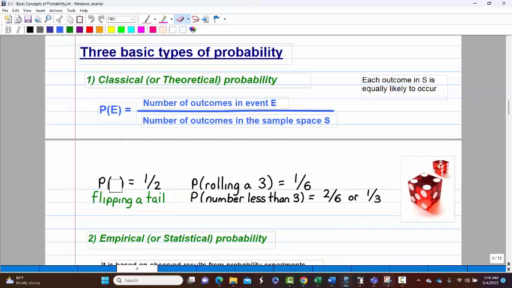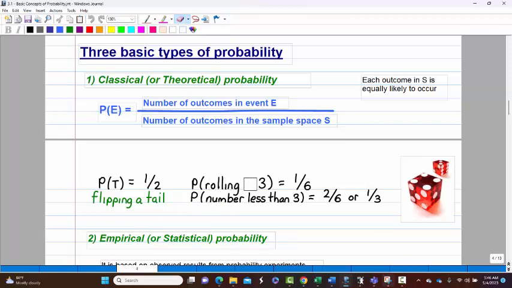So like, I'm defining an event T as flipping a tail. Well, there's one way you can get a tail when you flip one coin, but there are 2 total outcomes, heads and tails. So it's 1/2. You've got a 1/2, or a 50% chance, 0.5, that you would flip a tail. And it's the same thing for heads also. It would be 1 out of 2.